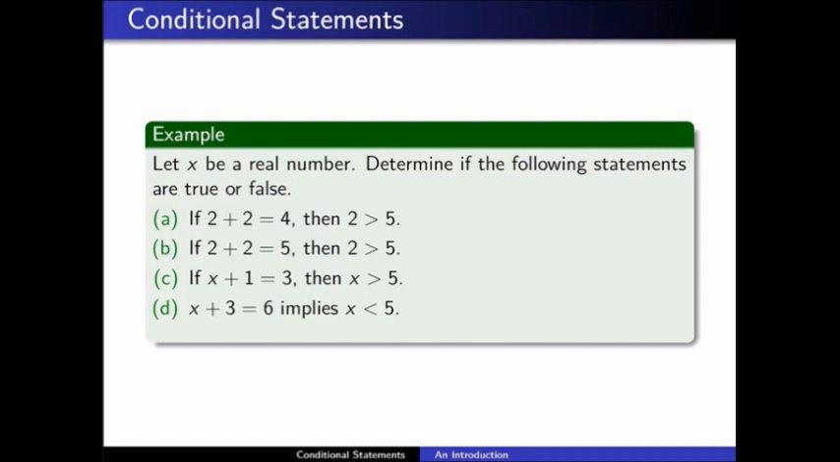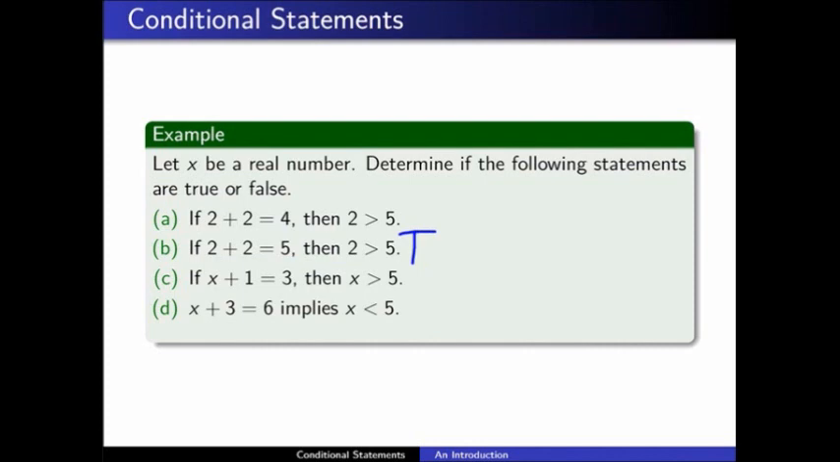If we look at example A, we see that the hypothesis 2 plus 2 equals 4 is a true statement. However, the conclusion 2 is greater than 5 is a false statement. Therefore, this conditional statement is false. When we move on to example B, we see that the hypothesis 2 plus 2 equals 5 is a false statement. Since the hypothesis is false, it does not matter what the conclusion is. This is a true statement.